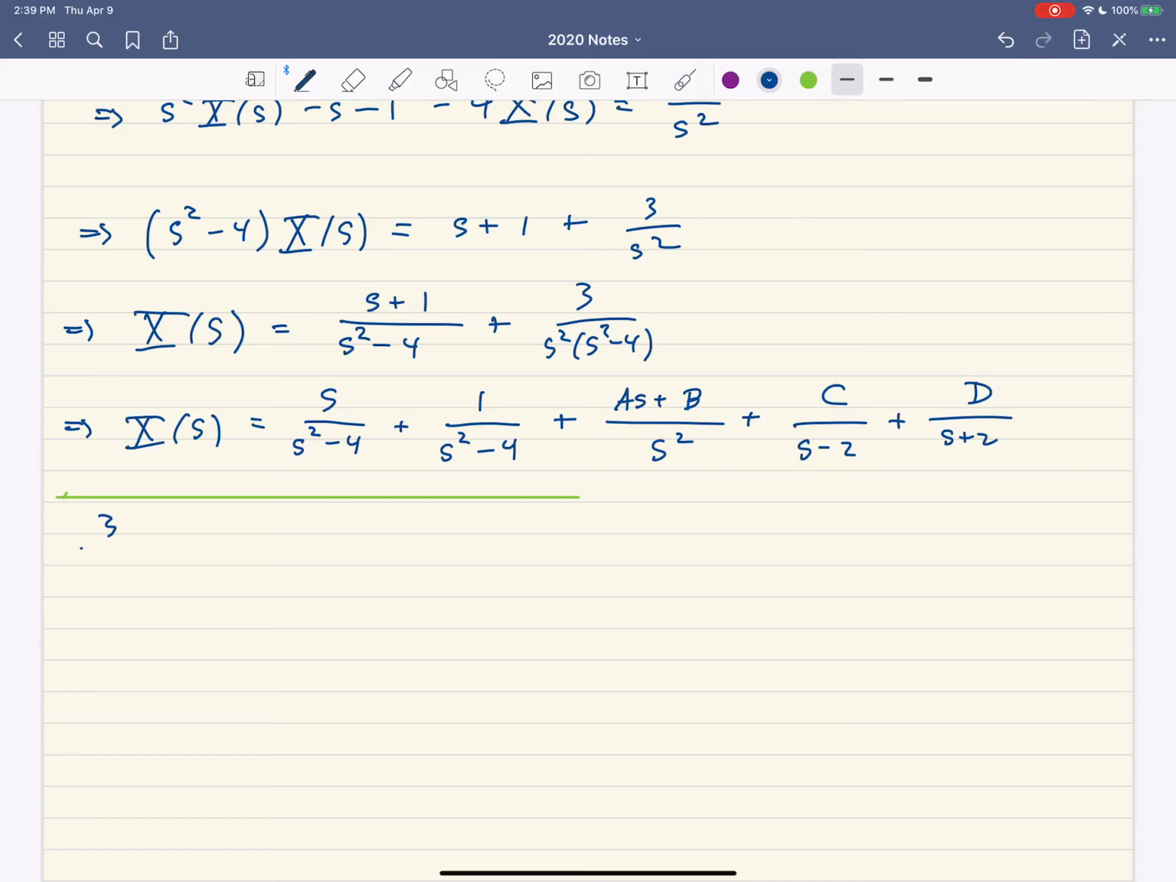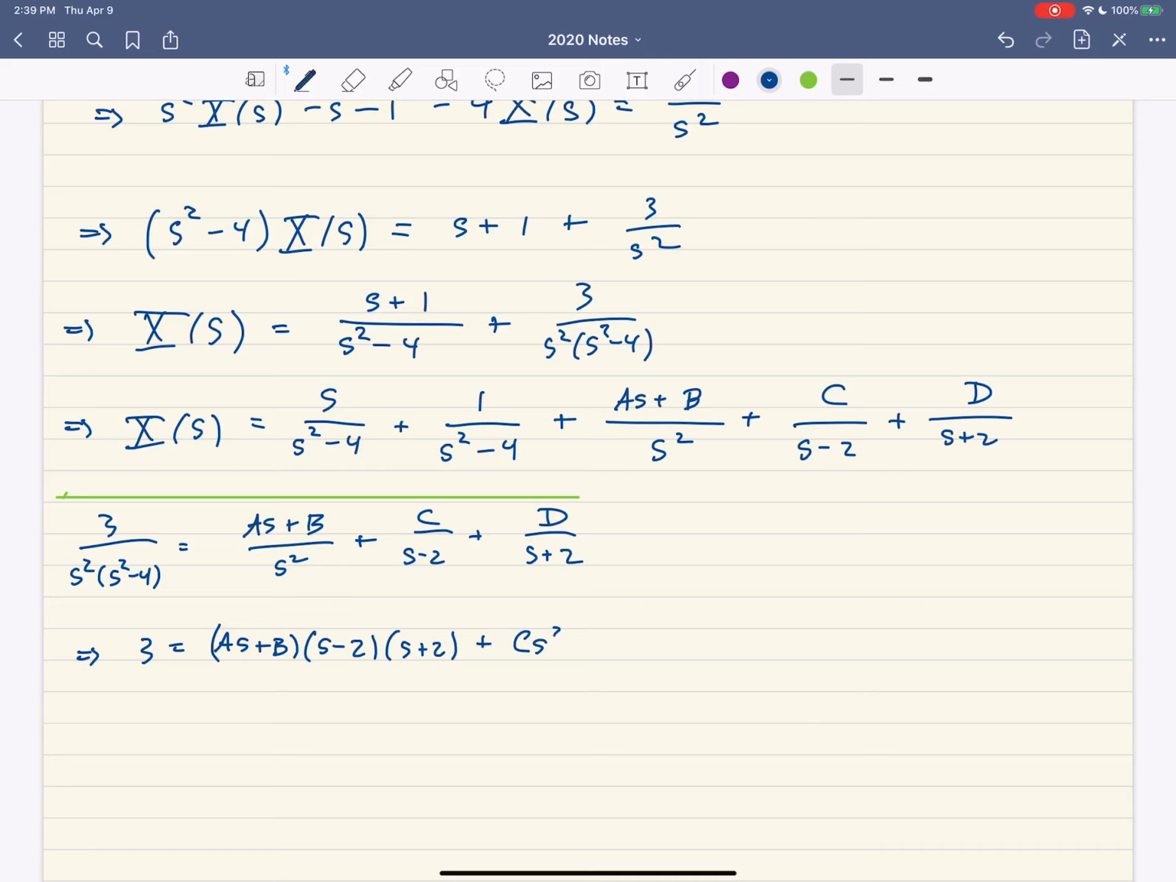So we have 3 over s squared times s squared minus 4 is equal to as plus b over s squared plus c over s minus 2 plus d over s plus 2. And if we multiply both sides by s squared times the quantity s squared minus 4, we'll end up with 3 being equal to as plus b times s minus 2 times s plus 2 plus cs squared times s plus 2 plus ds squared times s minus 2.